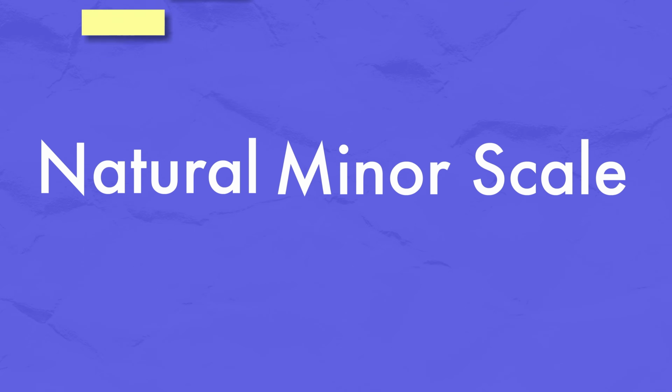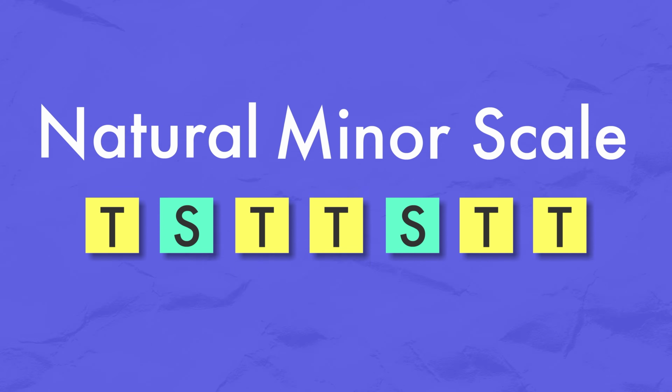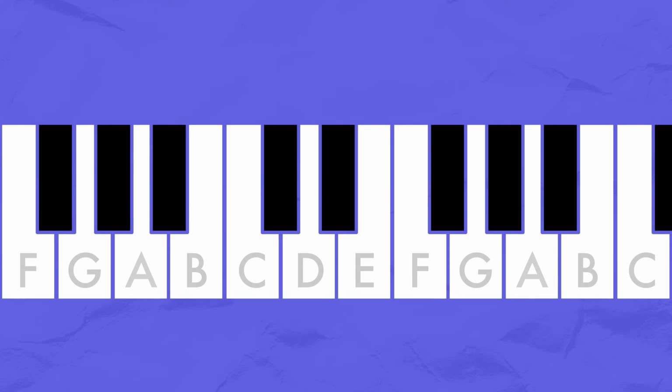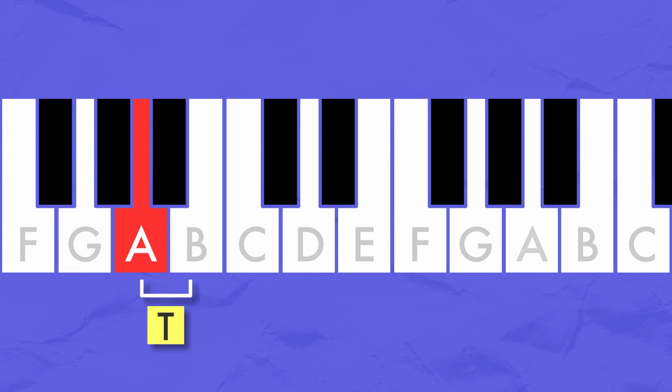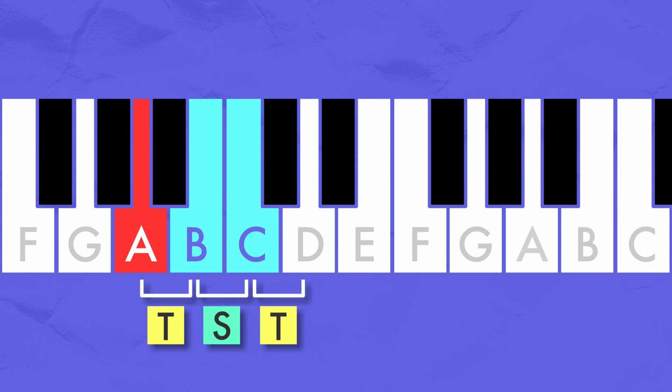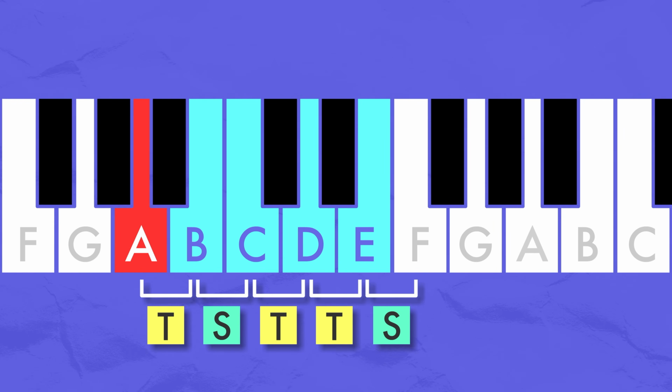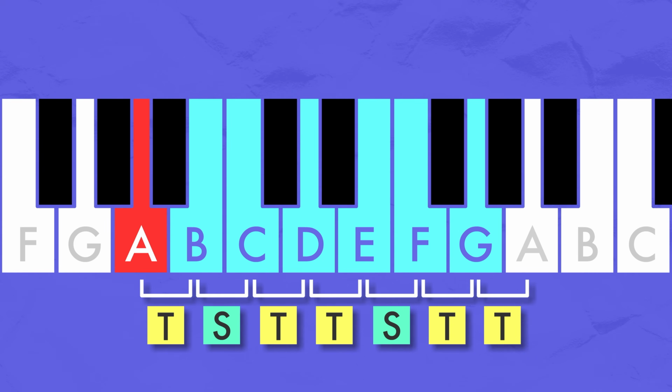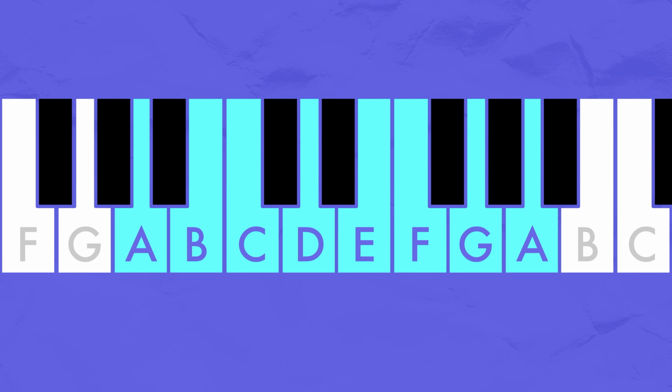Minor scales are created with this formula instead. This time, let's start from A and apply this formula. A tone up from A, we get B. A semitone up from B, we get C. A tone up from C, we get D. A tone up from D, we get E. A semitone up from E, we get F. A tone up from F, we get G. And a tone up from G, we get A again. And we stop here, and there we have our A minor scale.